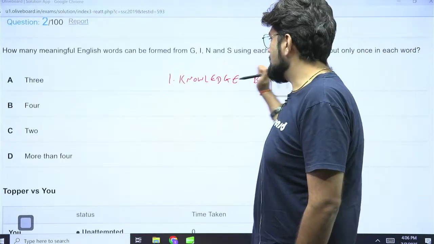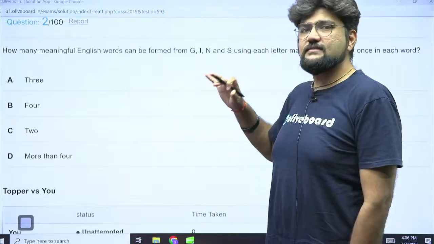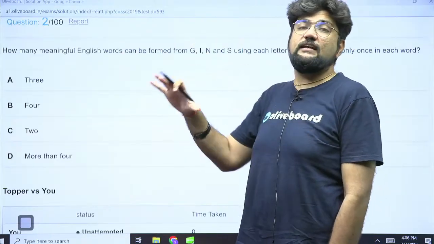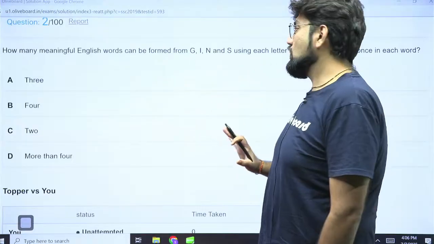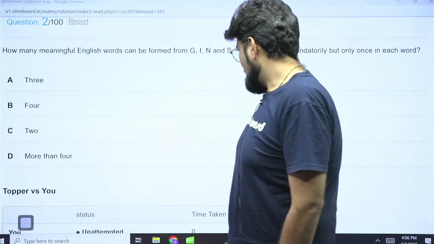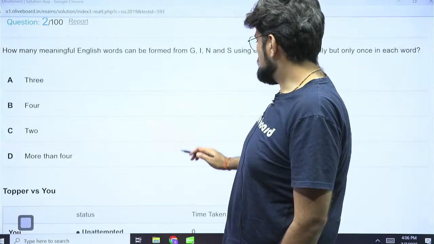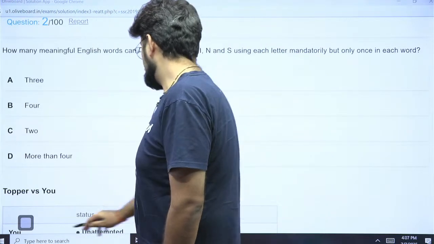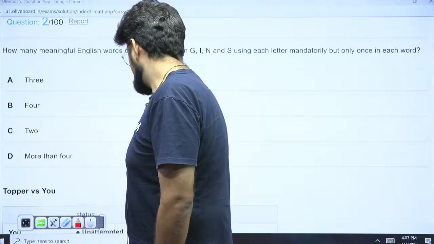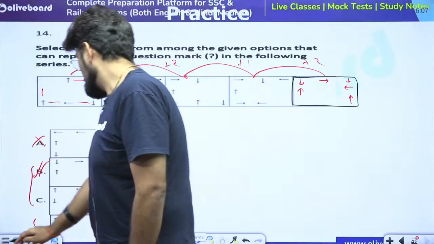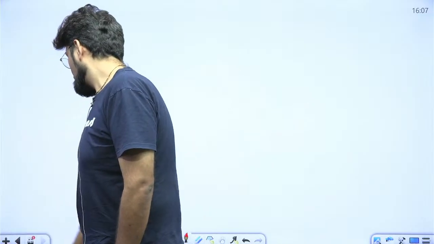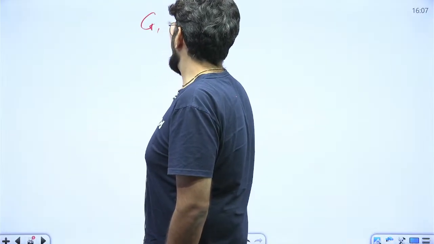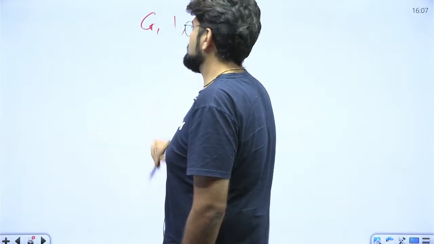Now I'll show you both the methods. Method number 1 is how it is technically supposed to be done, which will make it completely error free, but it is going to consume a lot of your time. So I should write it here, I believe. Stay with me on this, okay? So method number 1 is, we have GINS, right?